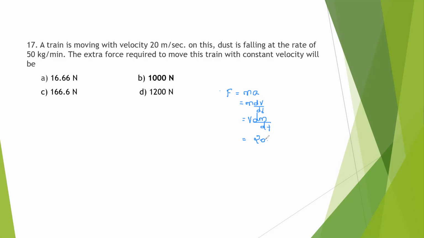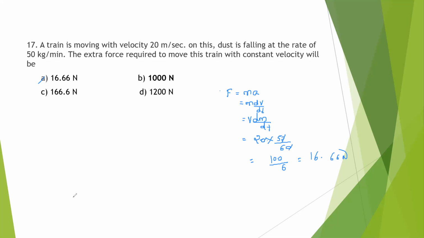So 20 into dm divided by dt. So dm divided by dt is nothing but what? How much they have mentioned? See, they have given it as 50 kg per minute. So per minute means divided by 60. So this 0 I can cancel. Therefore 20 into 5, that is 100 divided by 6. So 100 divided by 6, if you simplify it, is 16.66 Newton. That is option A, the correct option here.